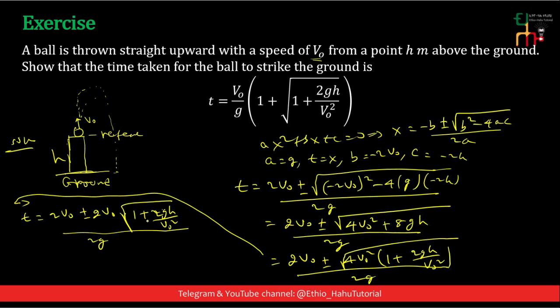As you can see, the term under the radical is greater than 1. This greater than 1 times 2 v0 is greater than 2 v0. Therefore, this minus sign is ignored. Therefore, t = 2 v0 (1 + sqrt(1 + 2gh/v0^2)) / 2g, where 2 v0 is common. The 2 cancels with 2. So t = (v0/g)(1 + sqrt(1 + 2gh/v0^2)).